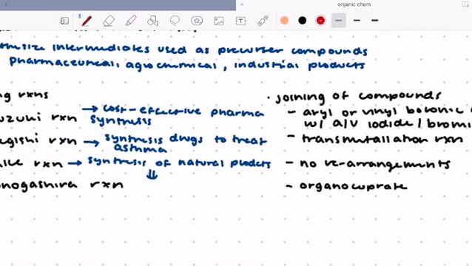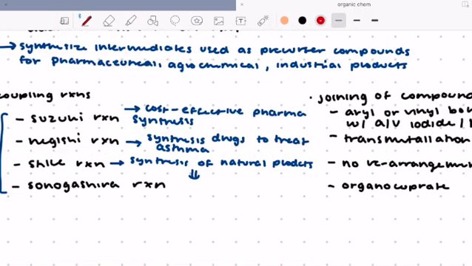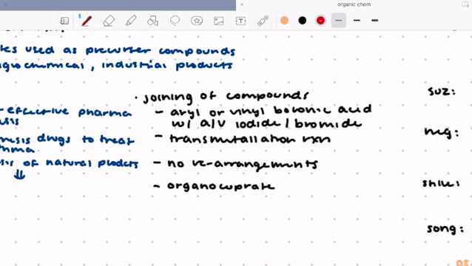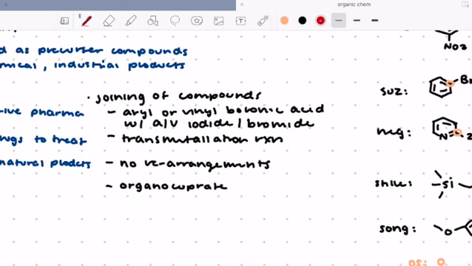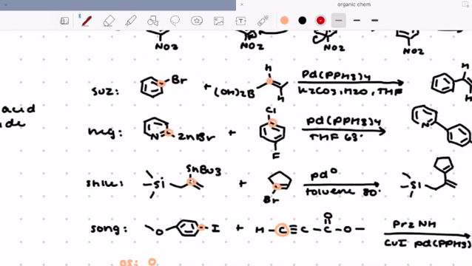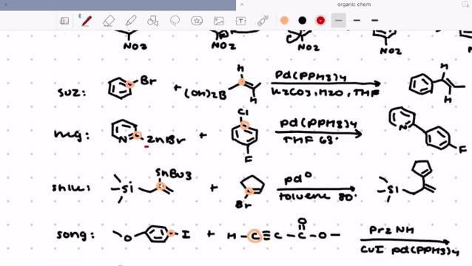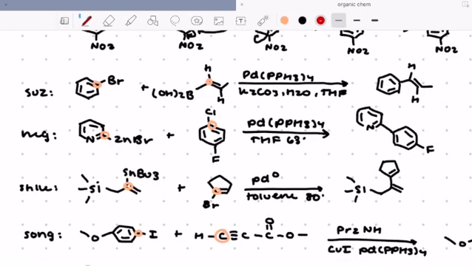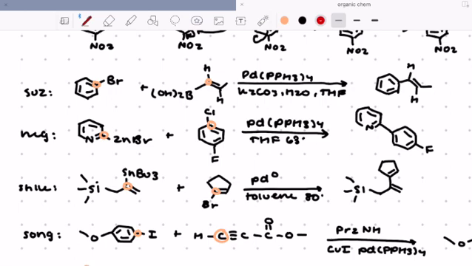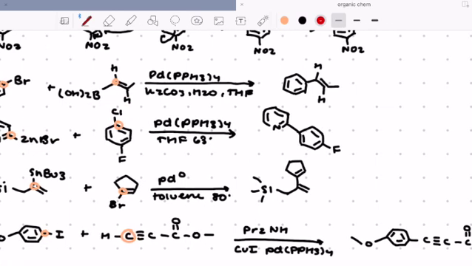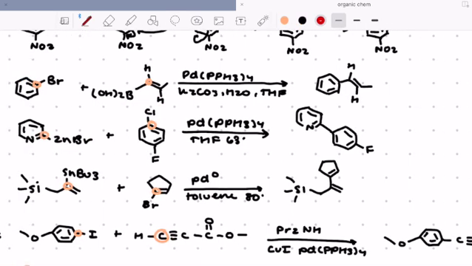Next is the Negishi reaction. It's actually a transmetallation reaction. You can see here that you're going to be using zinc bromide during the coupling, and these are the two carbons that are going to be connected. Obviously the chlorine and zinc bromide are going to be leaving this compound right here. You can see that this is where the chlorine was and this is where the zinc bromide was.